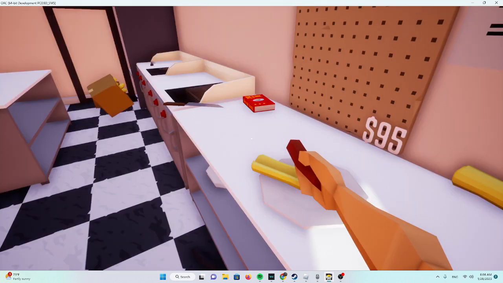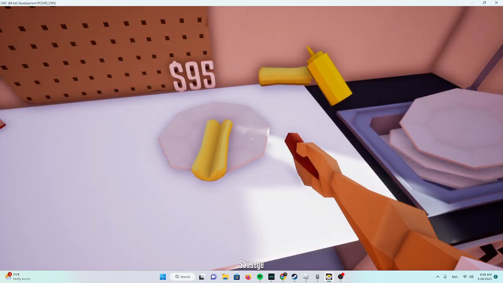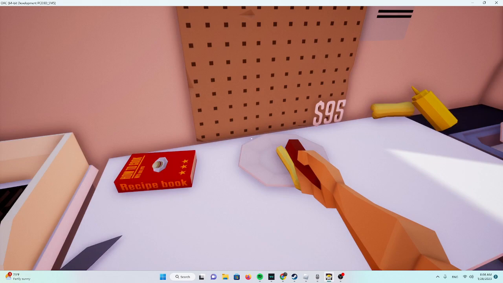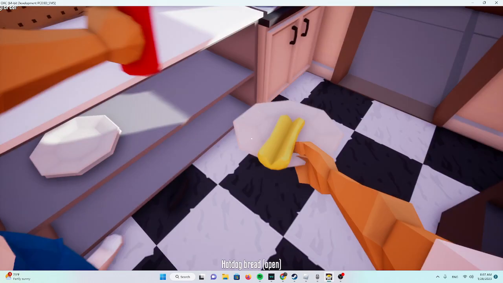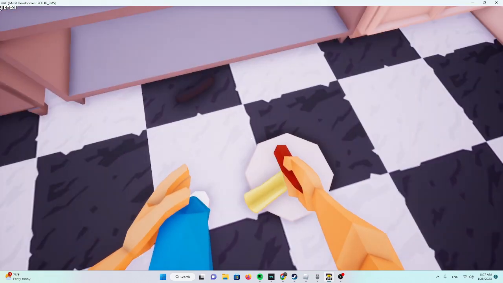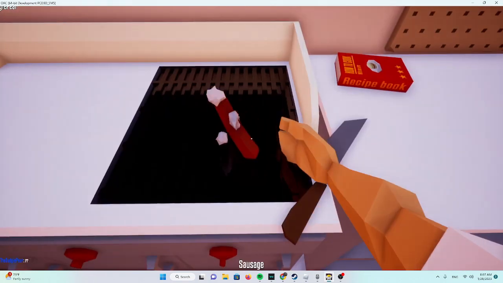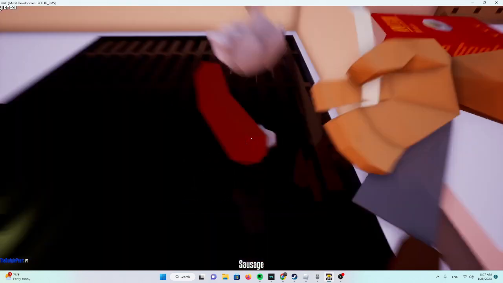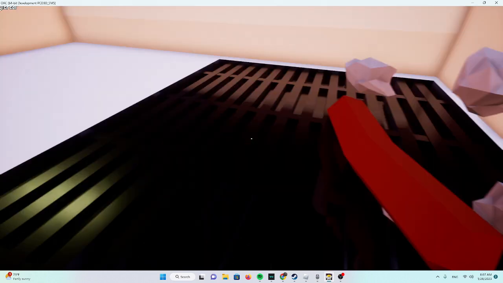Why do we not have any mustards? It's only at their table. Put it inside the bun, or am I supposed to put it inside the bun? How do I squirt the mustard? Right click, right? With the ketchup. This is not even cooked. I'm gonna catch this midair, ready? Nope, never mind.